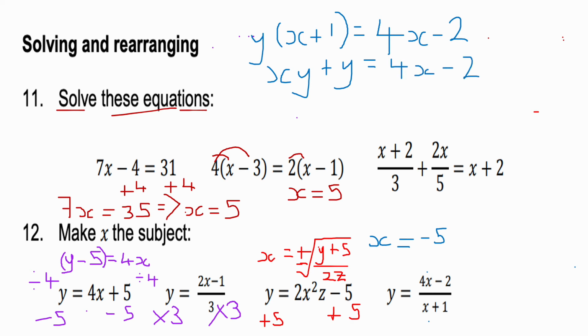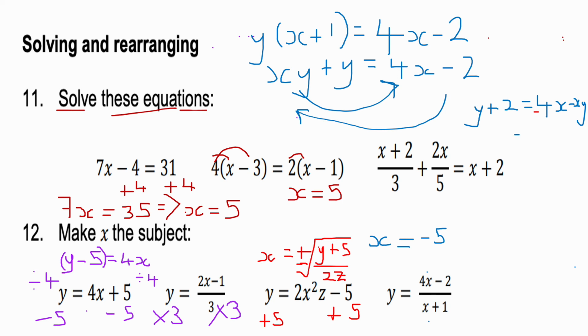I'm now going to bring all my x terms to one side and all my y terms to the other side. So I'm going to subtract xy and add 2 to both sides. I'll do that in one step. So on the left hand side I'll get y plus 2 is equal to 4x take away xy. Remember that the sign changes when it goes past the equal sign. Minus xy. Sorry, that's a bit squished there.